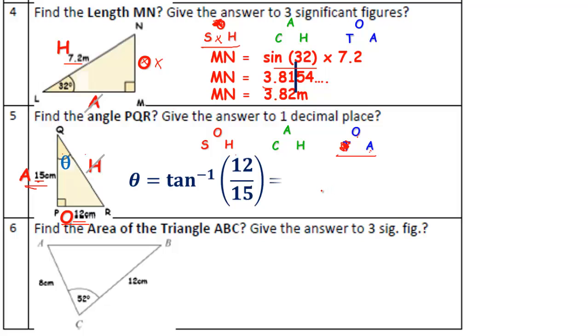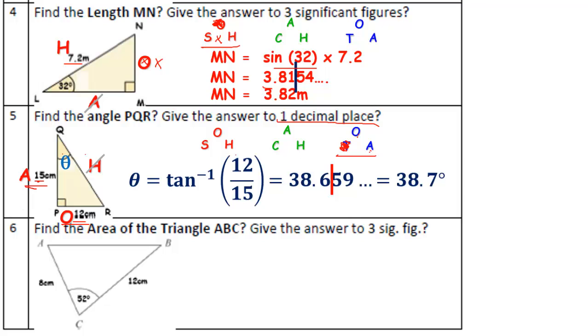You can enter all that onto your calculator and you'll get that as a result. Round it to 1 decimal place, and the result you'll get is going to be 38.7 degrees. Now you definitely need a calculator for this. You need to be able to do it. Make sure you can do it and take your time to do it.